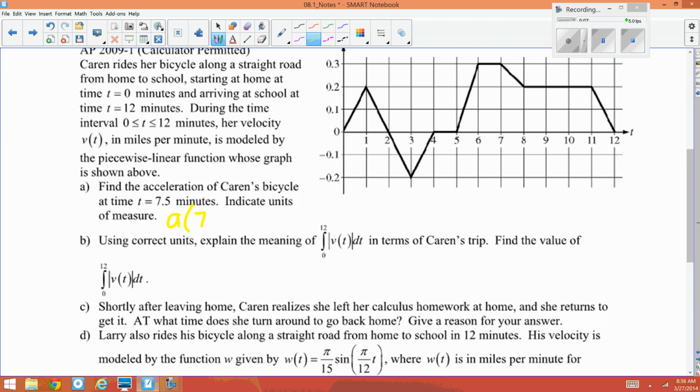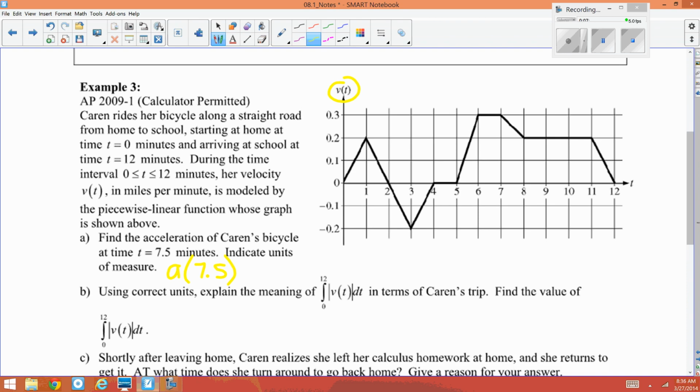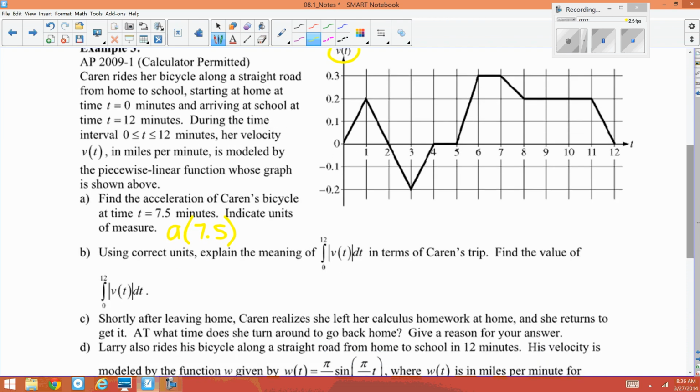So we're trying to find this. We are only given a velocity graph, okay? That's important to note, what kind of graph this is. So that means we're trying to find v prime of 7.5, which in this case you can just determine by a slope. What is the slope right here? So we're going to do v of 8 minus v of 7 all over 8 minus 7. That'll give us the approximation for the slope there.